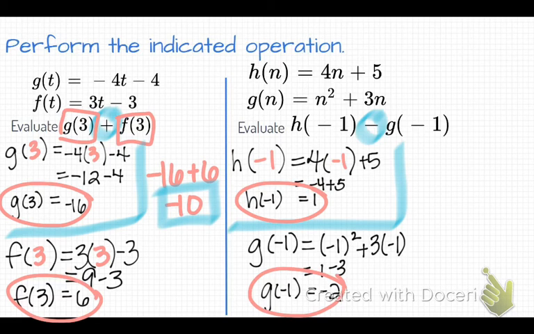My operation says to subtract them. So I have 1 minus negative 2. How do I subtract a negative? So what is 1 plus 2? 3. That's my final answer.